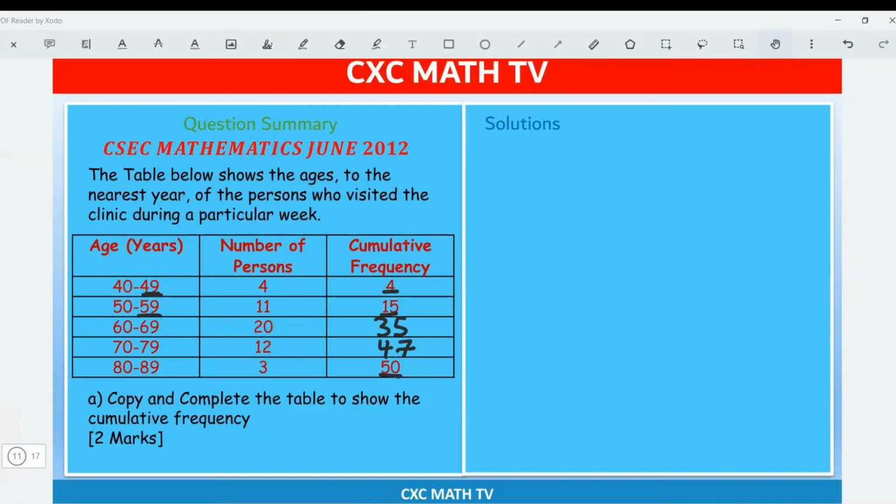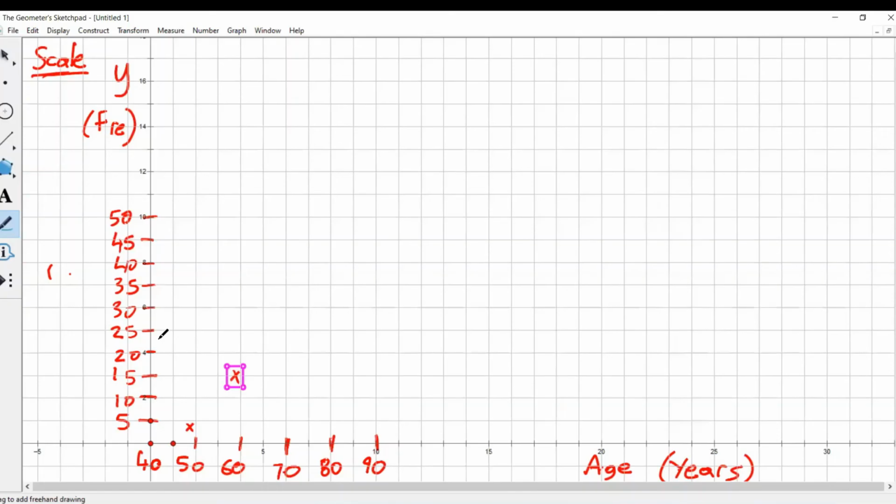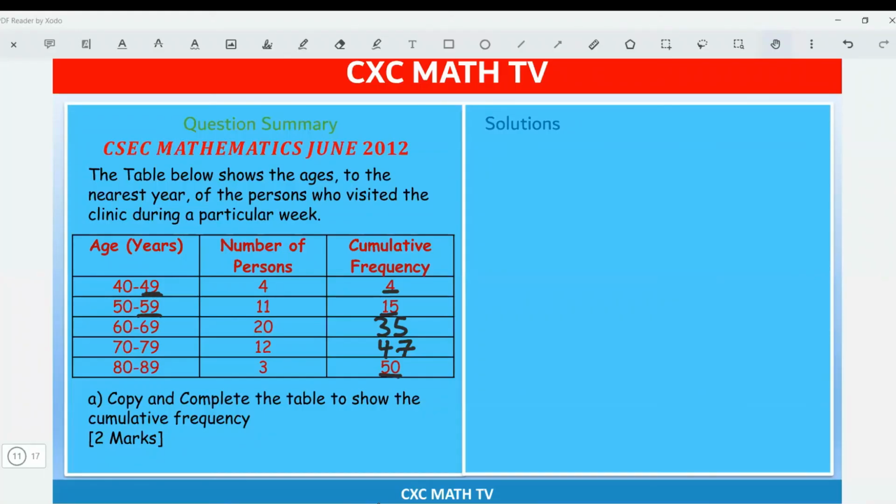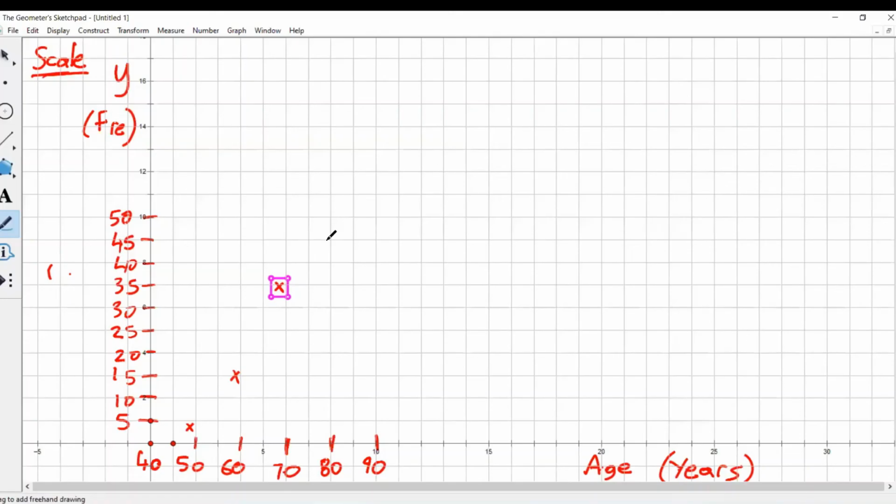Then I need 69.5 and 35. So on the Y, 35 to 69.5 here. Then 79.5 to 47. 47 is in between 45 and 50, and it's 79.5, somewhere right here. And then 50 to 89.5, that's right there. Drawing my cumulative frequency, that's my cumulative frequency right there. So this is my cumulative frequency graph.